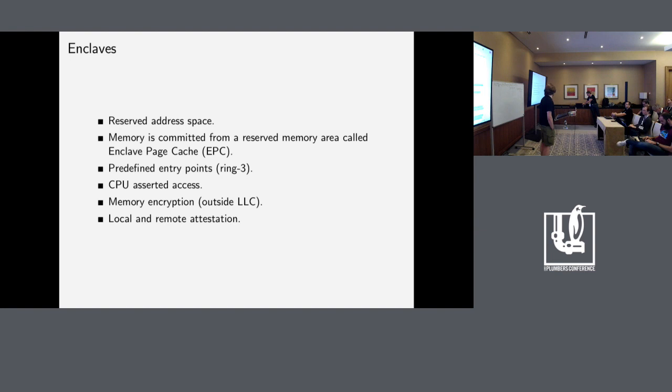And all the pages, when they leave from the CPU cache hierarchy, they are encrypted. So that prevents reading the memory from buses. And then there's also support for local and remote attestations, which means that locally enclaves can create private channels between each other.